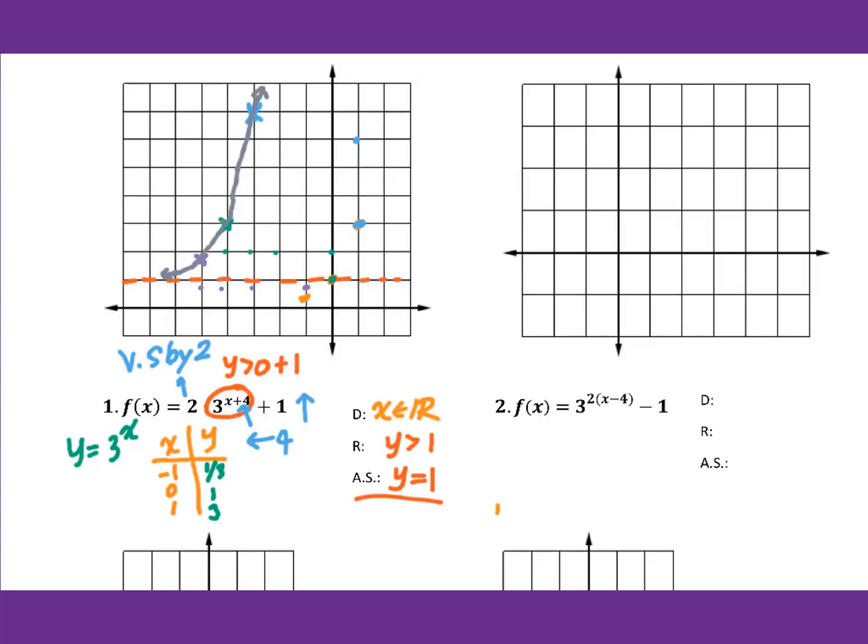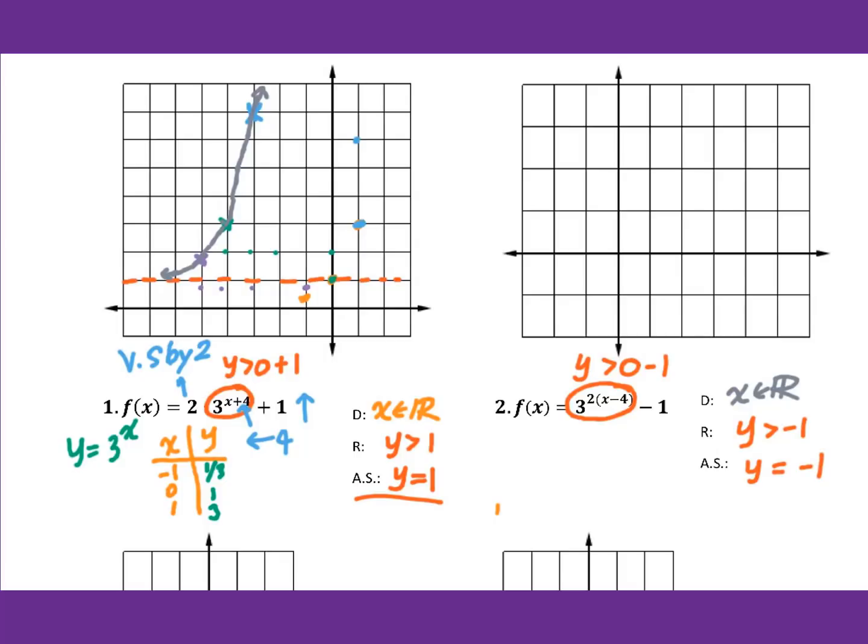This will be the graph. For number 2, domain, that's all real numbers for exponential function. Range, you will set up exponential form y greater than 0. Then you minus 1. You will get y greater than -1. Asymptote line will be y equals -1. This will be the asymptote line.